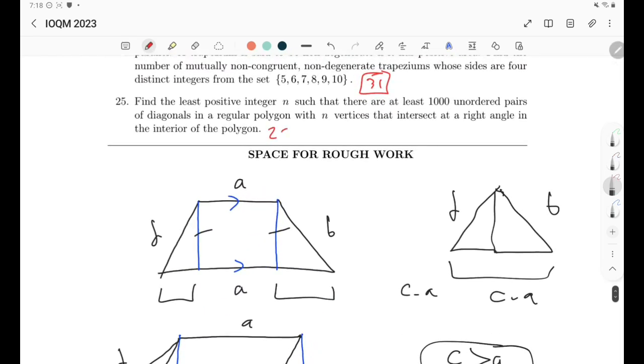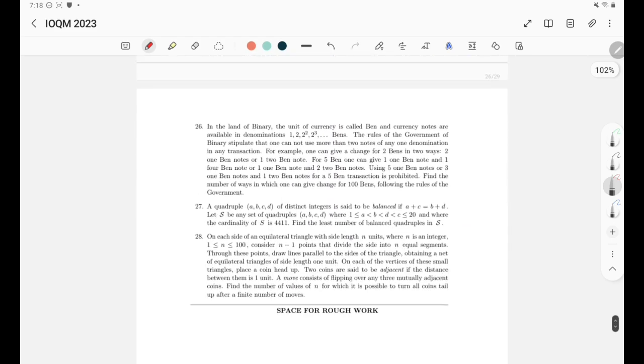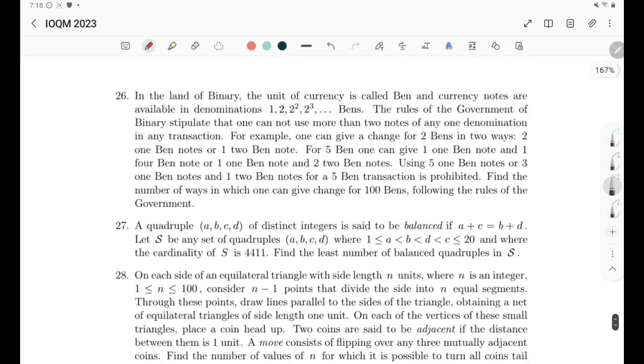So it's 28. Okay, this was a nice combo question. Next question, 26. Okay, we're nearly done. In the land of binary, we have a unit currency called bin, whatever. We have the denominations 1, 2, 2 square, and so on. Okay, because it's, you know, binary.